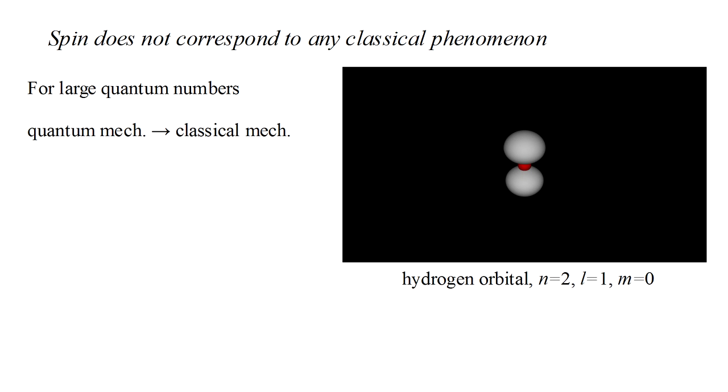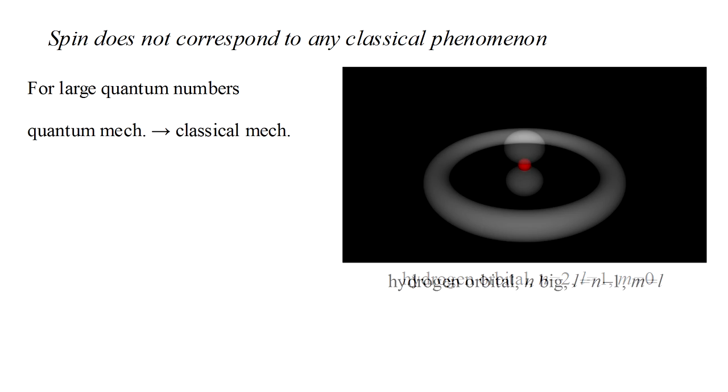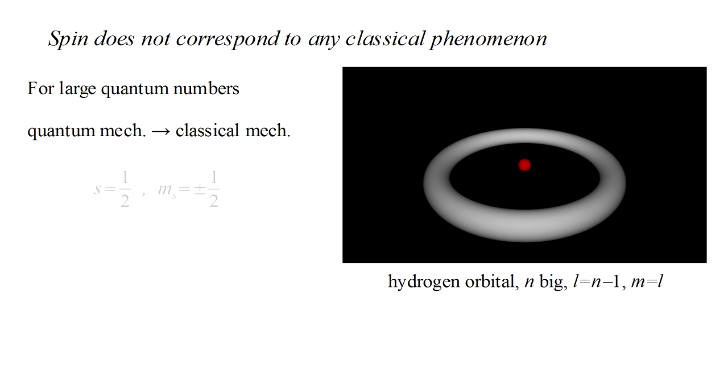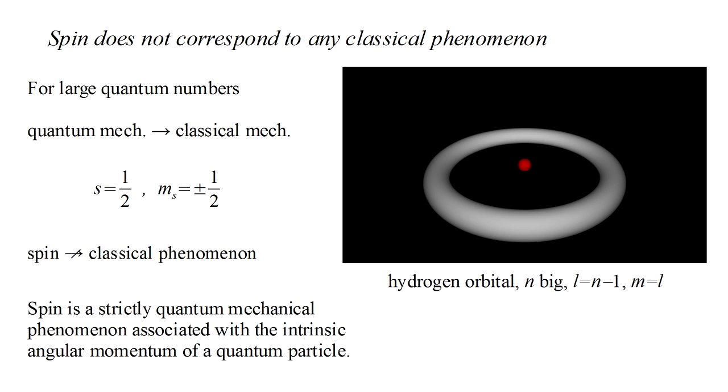Although small quantum number orbitals don't look anything like a classical orbit, for large enough quantum numbers, we can start to see a correspondence. However, the spin quantum number s is fixed at 1/2. And that in itself is weird. In both the classical and quantum cases, we can change orbital angular momentum, but spin angular momentum cannot be changed. It's an intrinsic property of the particle, like its mass and electric charge. And it never gets big, so we can't observe quantum mechanical spin transitioning into a corresponding classical phenomenon. We'll continue to use the word spin, it at least gives us something visual to relate to, but it's actually a strictly quantum mechanical phenomenon associated with the intrinsic angular momentum of a particle.